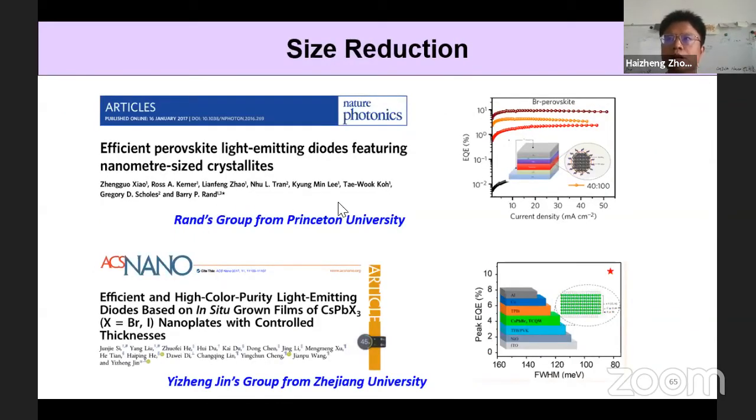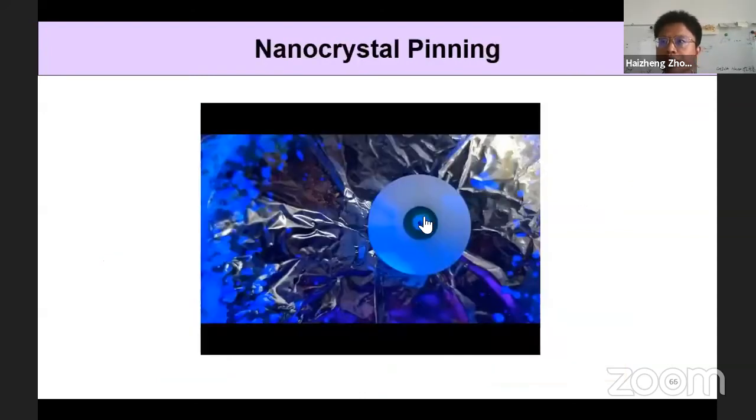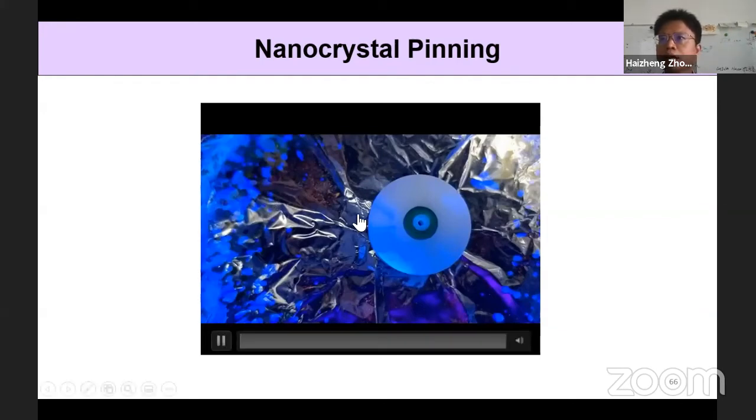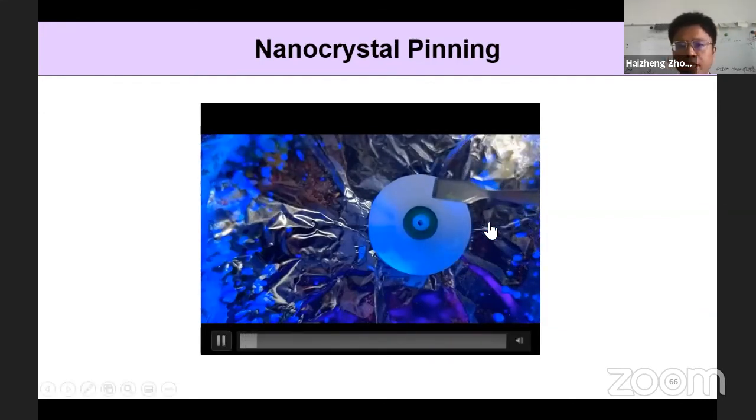Professor Barry Rand from Princeton and Professor Haizheng Zhong from Jena University reported further improvement by reducing the grain size to less than 10 nanometers. Inspired by this progress, we tried to think about what happens during the adding of anti-solvent during the spin coating. Here I have a short movie to show the process.